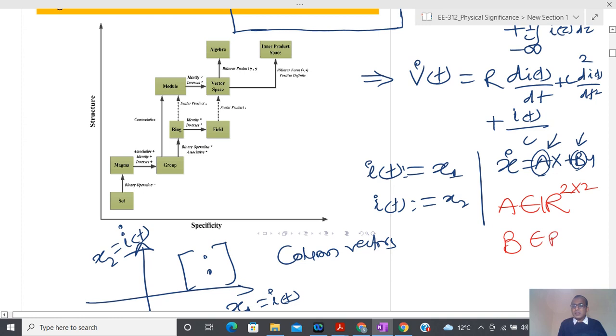2 cross 1. 2 cross 1. Anyone has confusion, then please let me know. Okay, so here you can see that A is a 2 cross 2 matrix where each entry is a real number. Due to that reason, using set theoretical form, 2 cross 2 means I am telling that I have some kind of order. Orderedness means I am going to consider two rows and two columns.